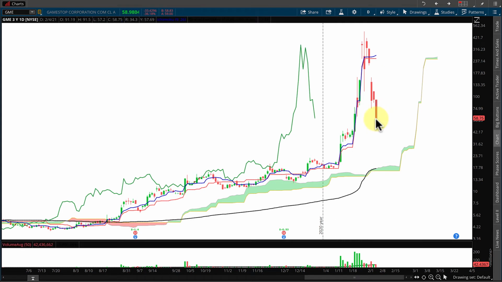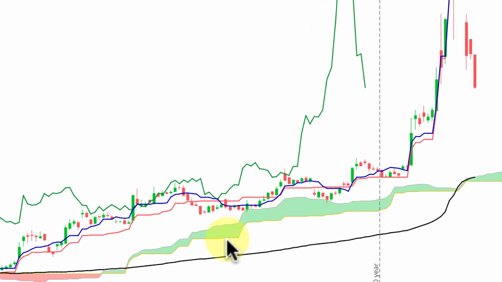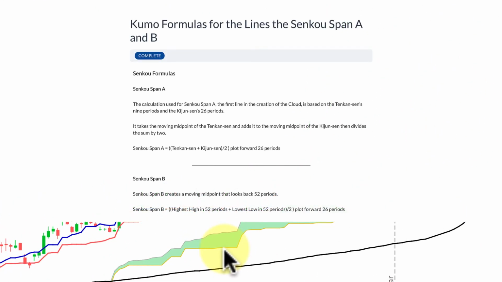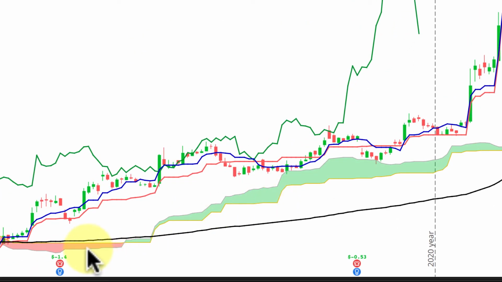So it's going to take the current situation and do the calculation and then plot the cloud into the future. The bottom line of the cloud is looking back 52 periods and taking the highest high and lowest low, dividing it by 2 and plotting it out. So when you have a flat line on the bottom edge of the cloud, or the top edge if it's red, the bottom edge if it's green, it is saying that there has not been a new higher high or lower low in the last 52 periods.